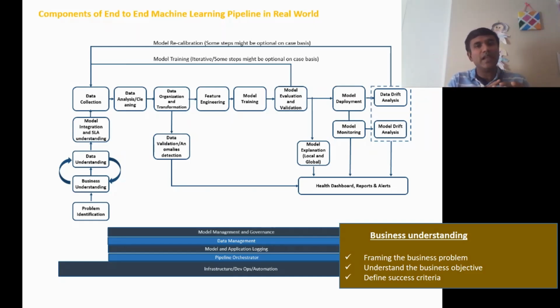Business understanding is also where you understand your business objective. What is your objective of this particular ML use case? When I'm underwriting a customer, in the credit card example I gave, I want to make sure I underwrite customers who have the ability to pay and will not default. So that is my business objective.